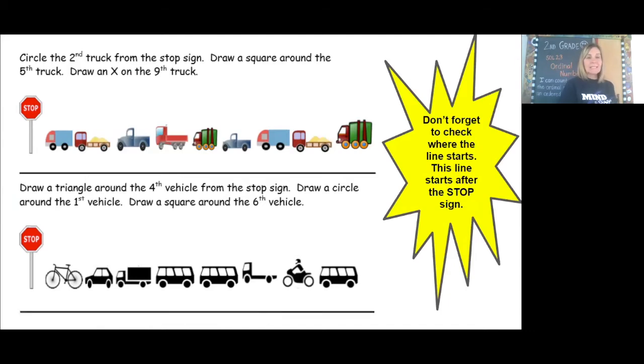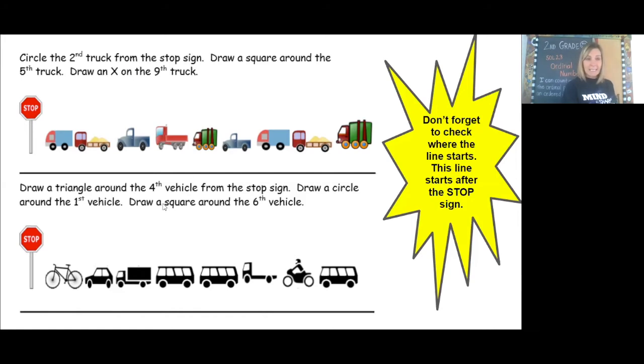So your practice set today says, circle the second truck from the stop sign. Thank goodness the directions told me where I'm starting from. So I'm not going to start from this direction because I know I'm counting from the stop sign. Draw a square around the fifth truck. Draw an X on the 9th truck. So that's what you will do on this first set.